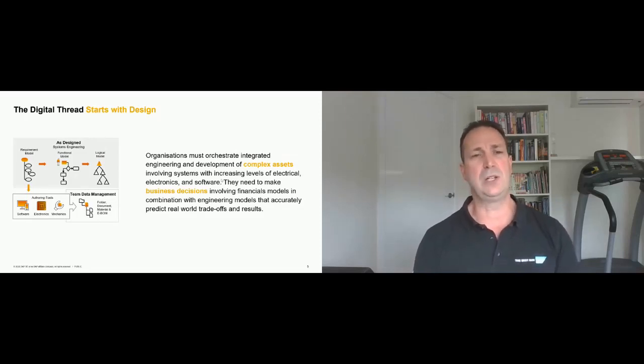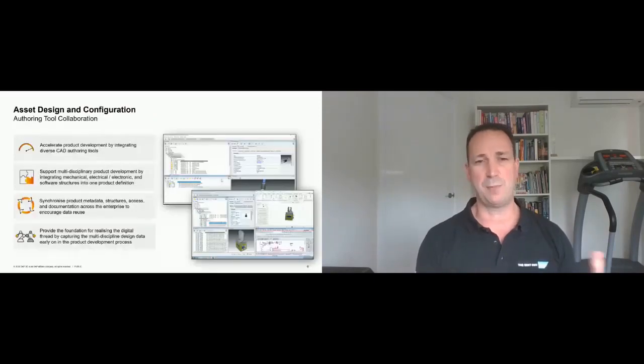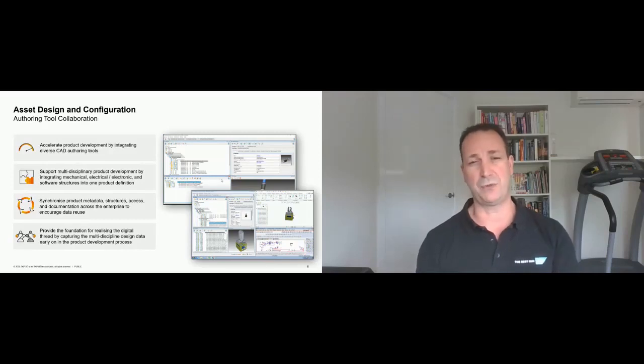So the sorts of things that we're looking for in that authoring tool collaboration space is that we need to be able to support a range of different tools. There may be multiple sources of input. Different organizations have their preferences for tools, so we can't lock into a single one. We definitely need to support multidisciplinary product development. As I mentioned before, there's virtually no product now that doesn't have some element of electronics or software built into it. It's an inherent part of the definition of that product or that asset.